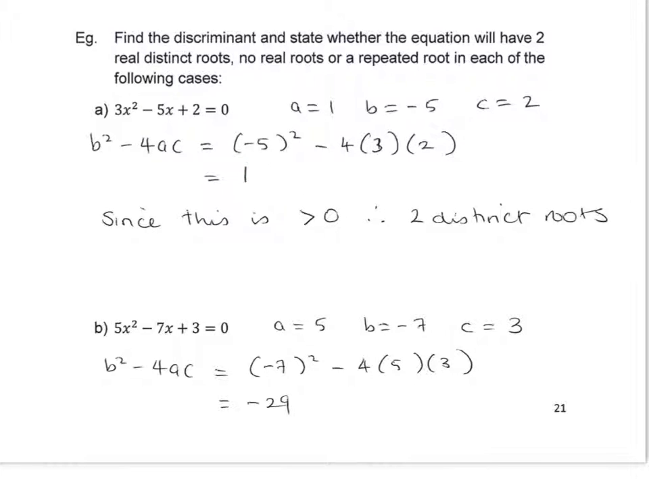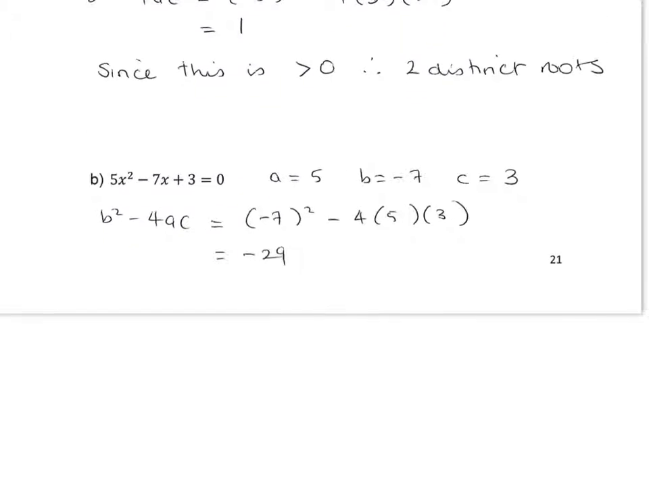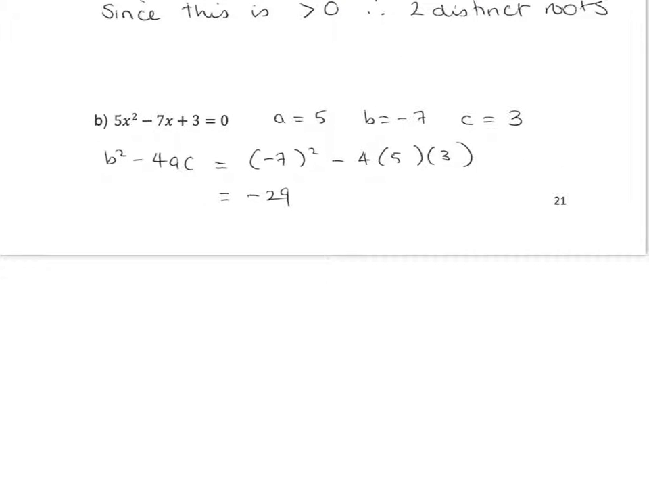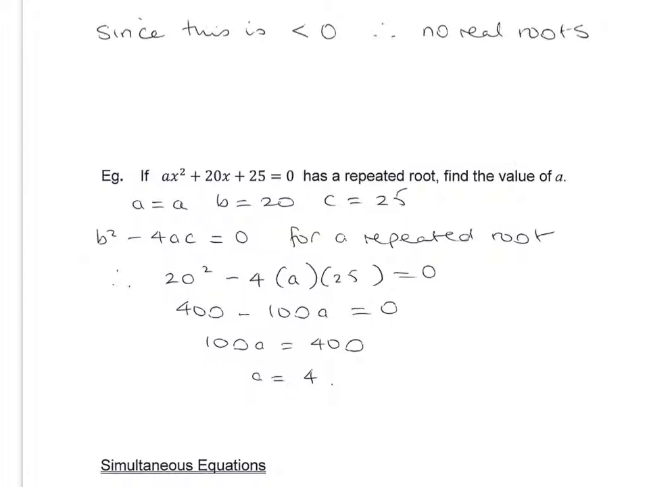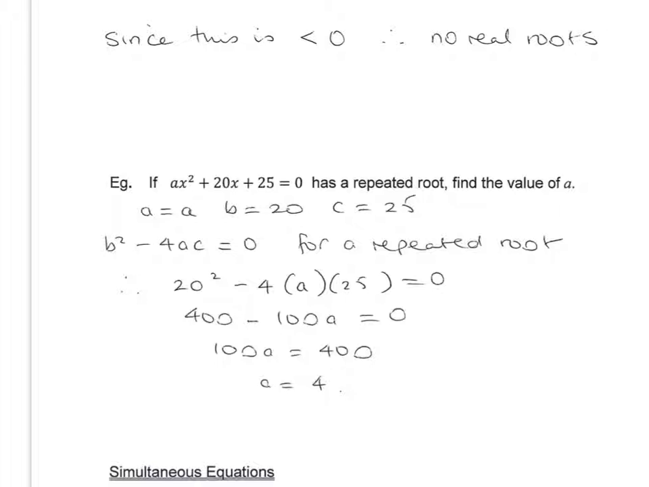That number is not relevant really at all. It's the sign that matters. Is it positive, is it negative, or is it equal to 0? In this case, it is a positive number. It is greater than 0, meaning there will be two distinct roots of that curve. Again with part B, a is 5, b is minus 7, c is 3. Substituting those into the discriminant, minus 7 all squared minus 4 times 5 times 3 gives us an answer of minus 29. Obviously this is a negative number, so it's less than 0. Where the discriminant is less than 0, there are no real roots to the equation or the curve.